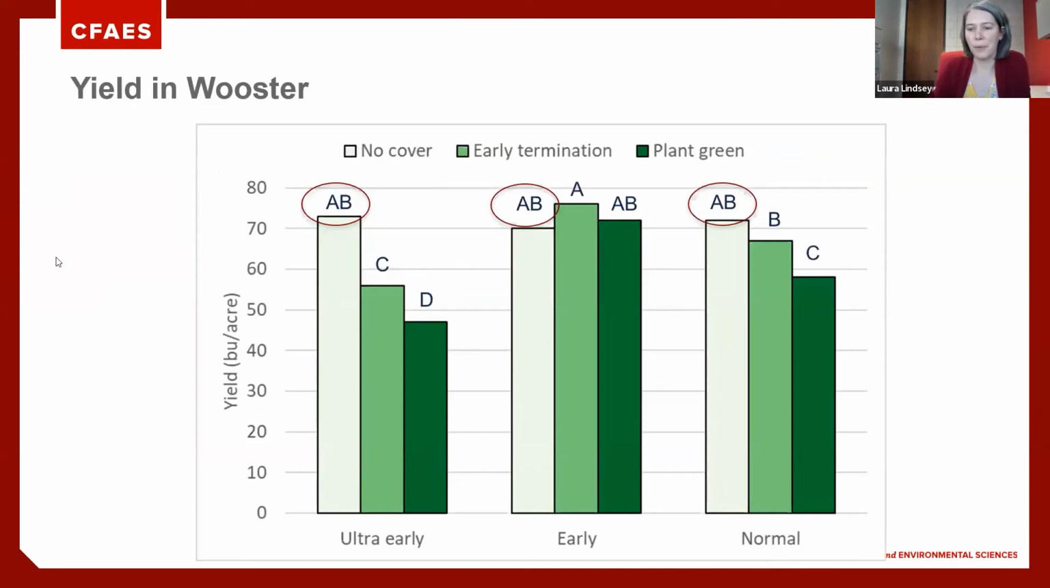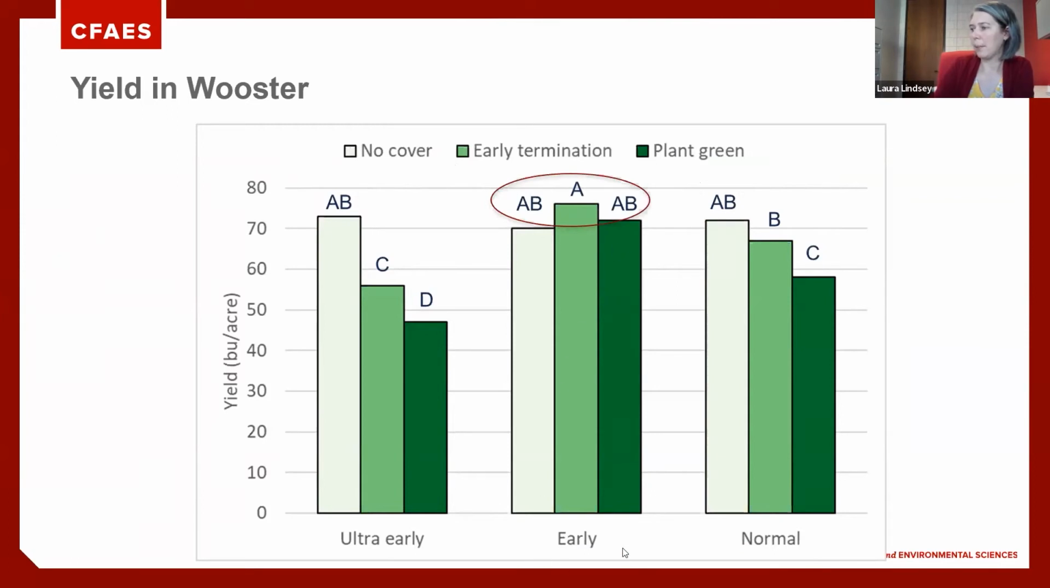So really where the rubber hits the road is when we're looking at yield. In terms of yield, this is going back now to Northern Ohio. Yields were really high in 2021. Everything I circled is statistically the same year. I guess anything with an A is statistically the same yield. When we're looking at no cover, regardless of planting date, our yields were around 70 bushels per acre.